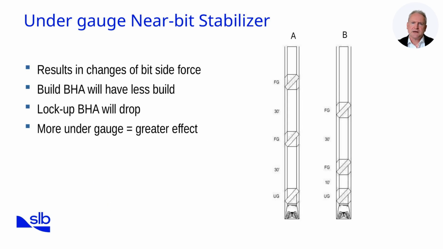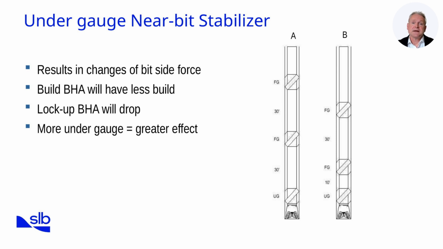Now let's look at using an undergauge near bit stabilizer. Starting with the diagrams on the right, we have two assemblies, A and B. In both cases, the near bit stabilizer is under gauge. That change in gauge alters the bit side force and produces a drop tendency in the hole angle, but the difference between the two is in the spacing of the second stabilizer.